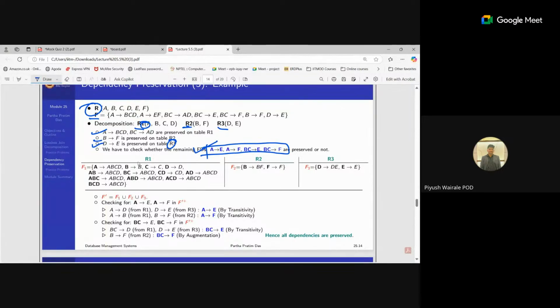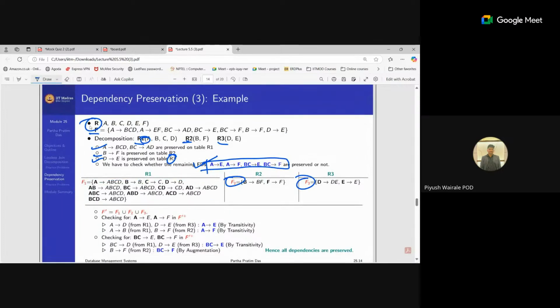So for that, we find F1, F2, F3, all applicable functional dependencies for R1. Here you can see A determining A, B, C, D, B determining B, C determining C, like that. Then combinations of two attributes, then three attributes, then four attributes. This is how you need to find F1, then F2, then F3, and then take F dash, or F plus, that is F1 union F2 union F3, all these three sets.